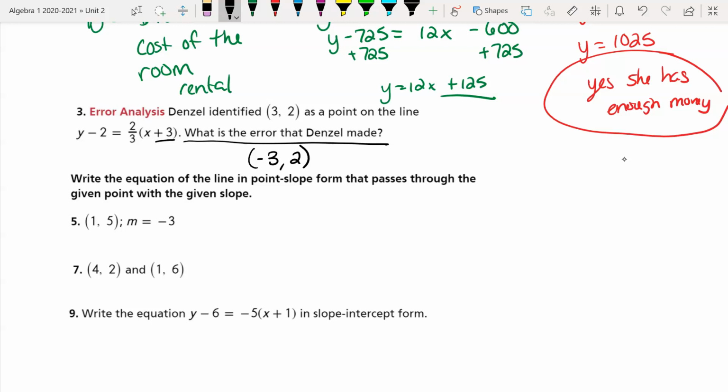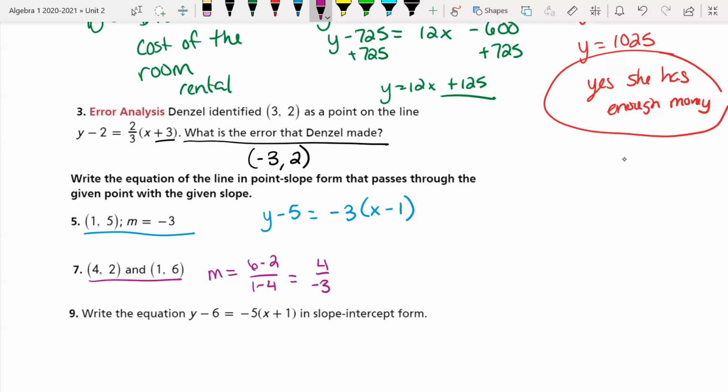All right, next one, write the equation of the line in point-slope form that passes through the given point with the given slope. This one, they give you everything you need, so I just write y minus 5 equals -3 times x minus 1. Last one, again, I challenge you to pause these and try them at least.